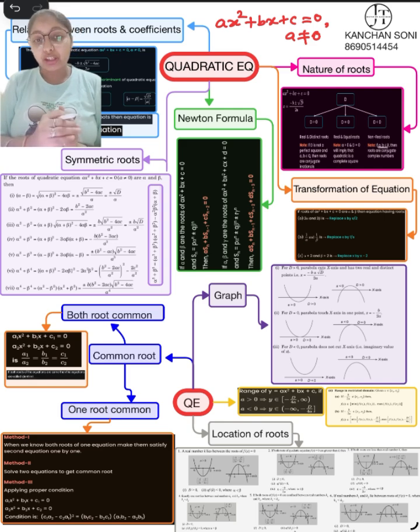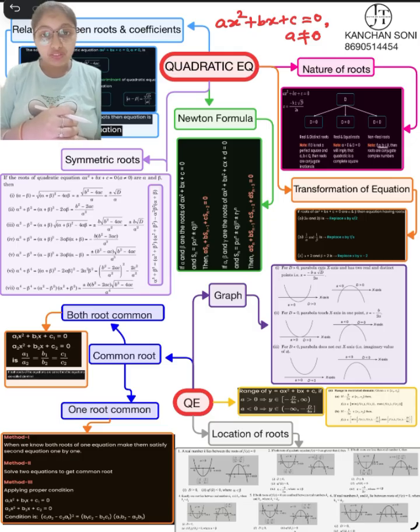Okay, this transformation we can do only if my roots are changing symmetrically, like 2 alpha 2 beta, 1 by alpha 1 by beta, alpha plus 2 and beta plus 2, alpha minus 2 beta minus 2, like that. Okay, suppose the new roots are 2 alpha and beta plus 2, then we can't apply this transformation of equation.